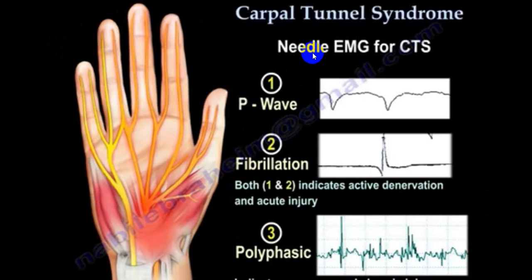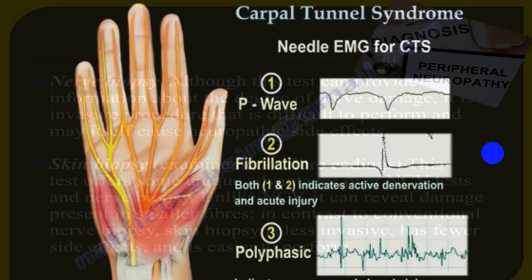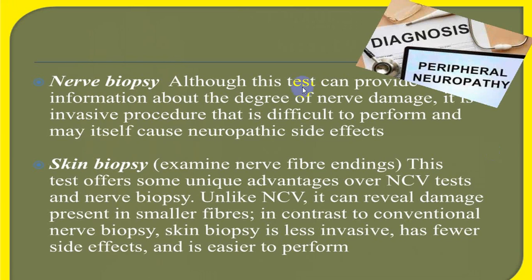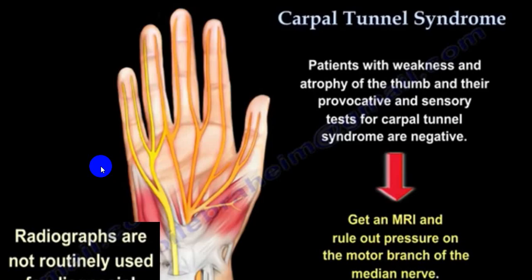EMG you can do, which will give you different waves, positive wave, fibrillation wave, polyphasic wave, etc., showing you the severity of injury. And once you do the decompression procedure, you repeat the EMG, and if it shows improvement, it will give you an idea regarding the improvement after decompression. Very rarely you require a nerve biopsy or a skin biopsy; not commonly done.